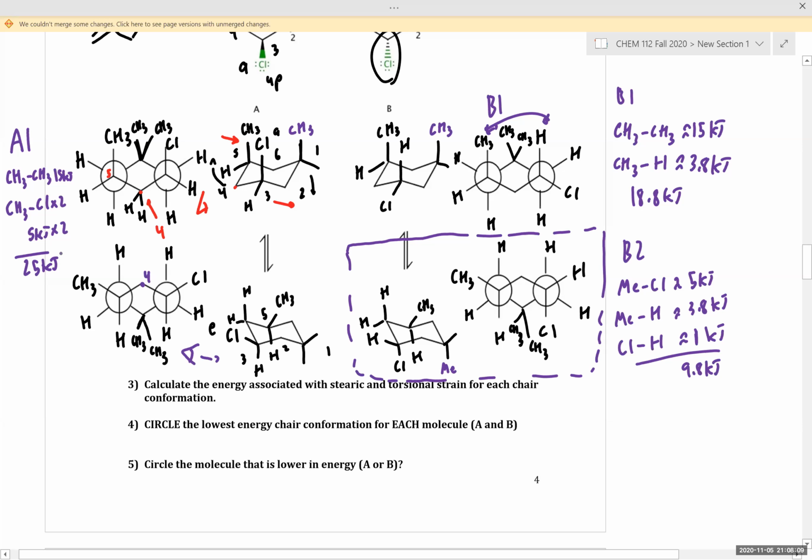Perfect. Now let's look at this next ring flipped form. In this case, we have a methyl hydrogen interaction, and we have two of them. So that is 3.8 kilojoules times 2. And that in turn gives us 7.6 kilojoules.